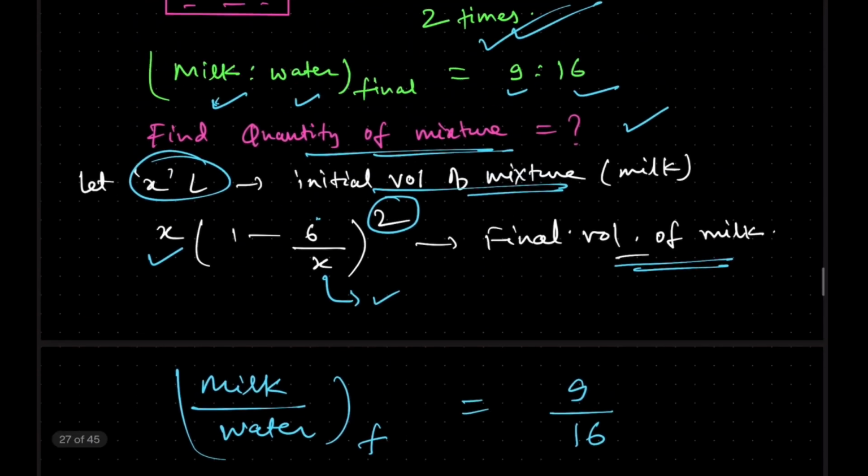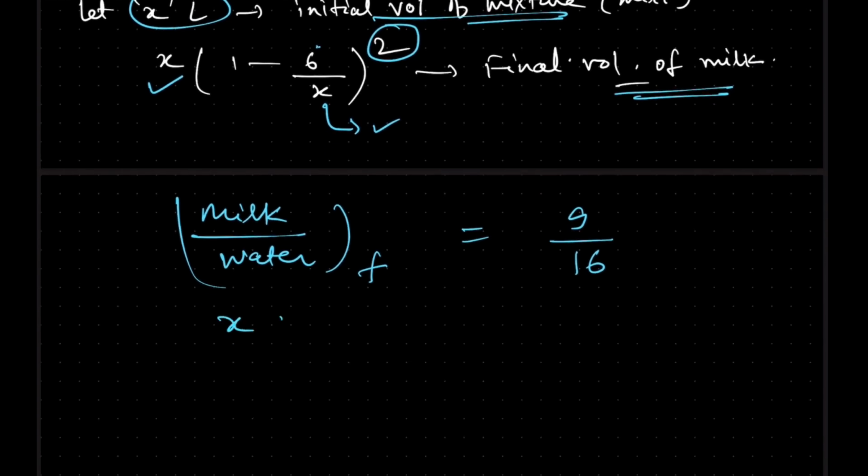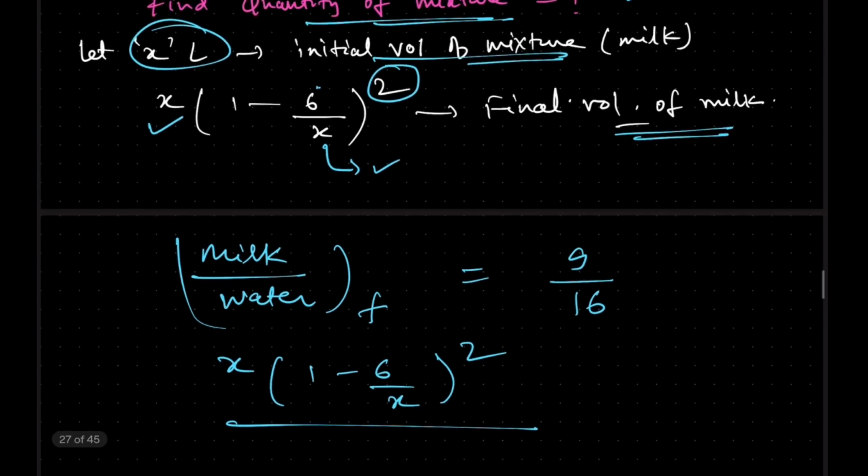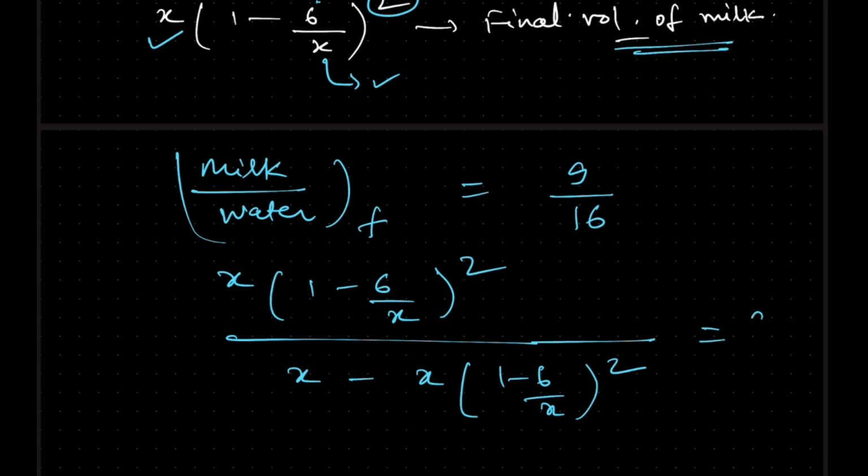So what is the milk amount? The milk amount is x into (1 minus 6 by x) whole squared, and for the amount of water, you have to subtract the amount of milk from the initial volume. So x(1 minus 6 by x) whole squared equals 9/16. Now you have to solve this equation for x.